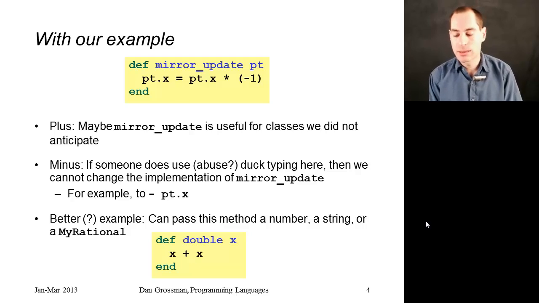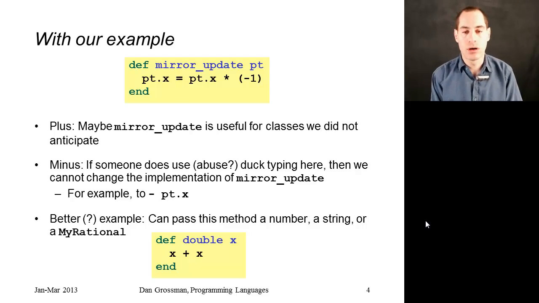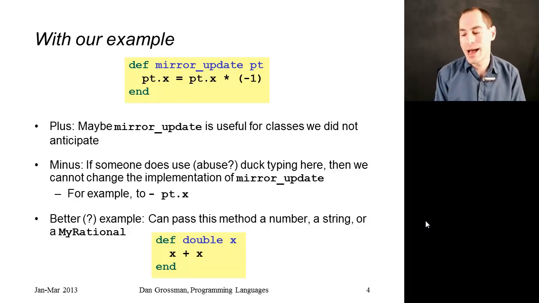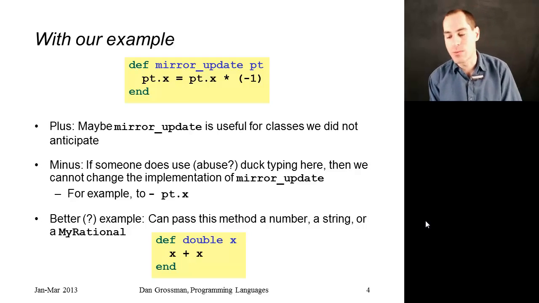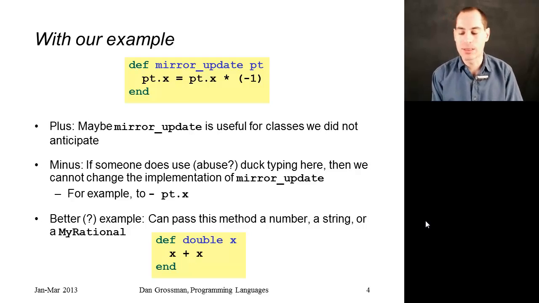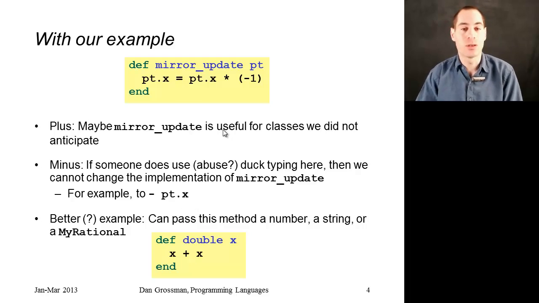But the minus is that if someone does reuse our code with an instance of an object that relies on things like there being a times message or x= being a setter or whatnot, then we can't replace code like point.x times -1 with something like -point.x. This works if we know we have a point that returns a number, and because we know negation and multiplying by -1 is the same on numbers, but that's assuming things that duck typing does not get to assume.